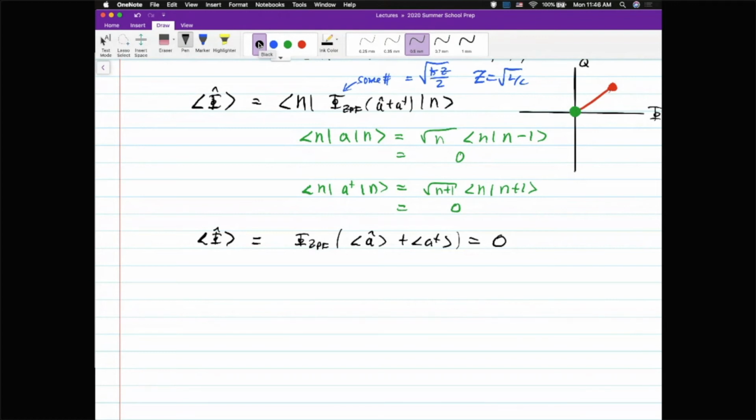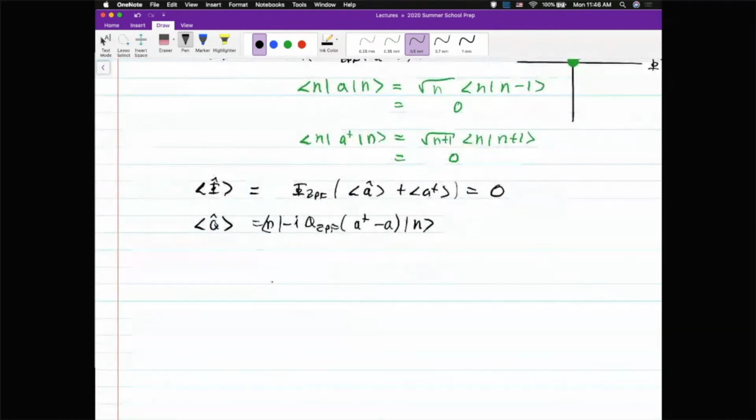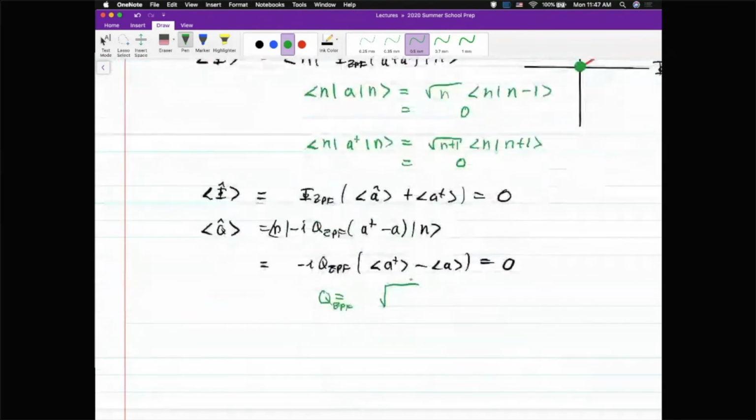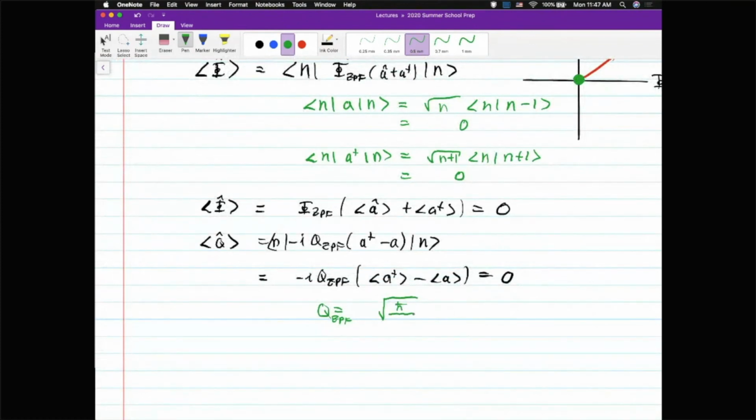Well, I haven't actually shown that it's the center, maybe, because we have to also calculate the position q. But you can see pretty easily that since q is equal to minus i q ZPF times A dagger minus A, sandwiched between these Fock states, the expectation value of q is also equal to minus i q ZPF applied on the expectation value of A dagger minus A, which is again equal to 0. So it doesn't even matter what q ZPF is or phi ZPF is. For completeness, I'll just remind ourselves that q ZPF is equal to the square root of the complementary to what phi ZPF is, which is h bar over 2Z.